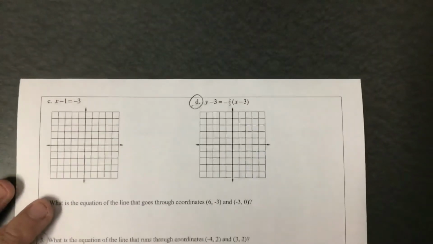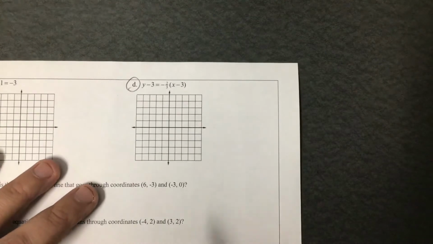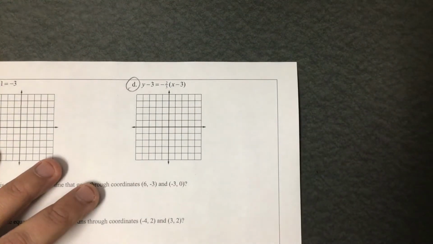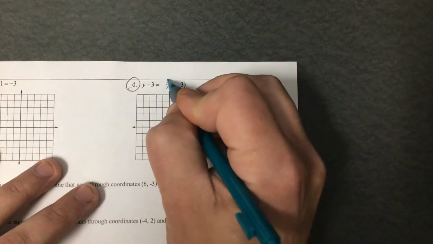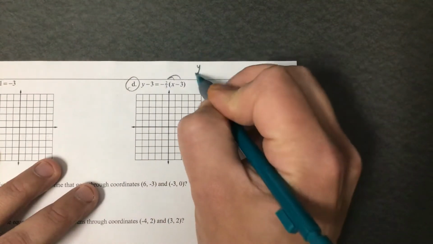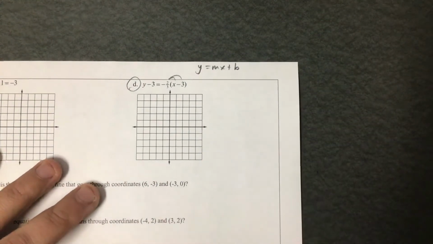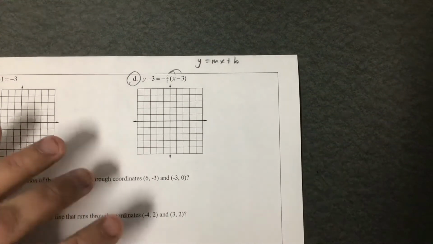All right, on to the back side. Let's do letter D and talk about dealing with this fraction. So first of all, I don't like how this equation looks, so I'm going to change how it looks by distributing this, and I'm going to turn this equation into y equals mx plus b. If you ever don't know how to graph an equation, that's the process I would go through.